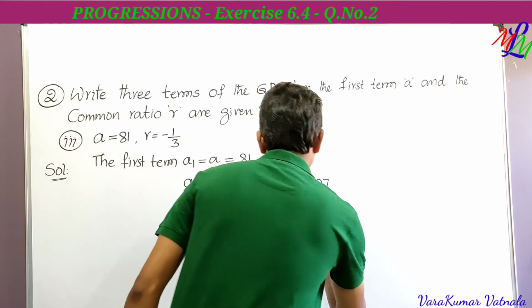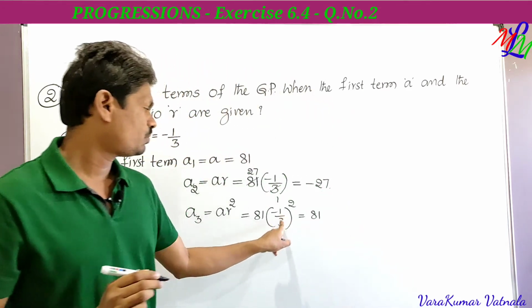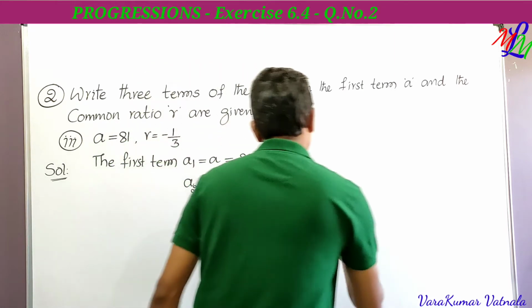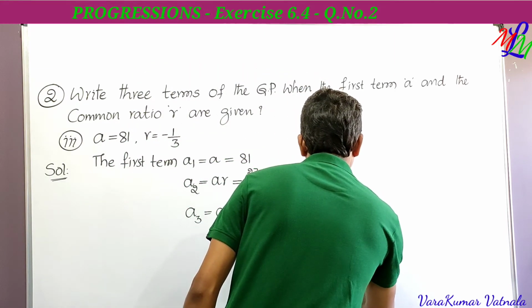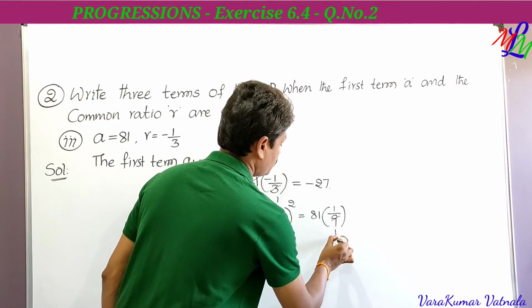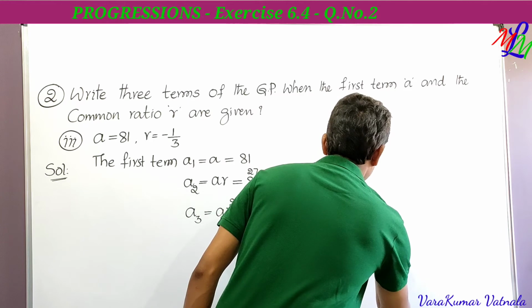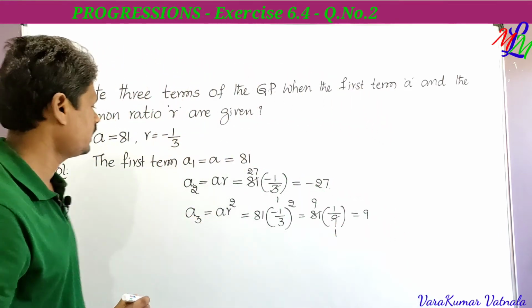So just we have to simplify here. Write 81. So minus 1 by 3 whole square becomes plus 1 by 9. Plus 1 by 9. So here 9 ones are 9 and 9 nines are 81. So a3 is 9.